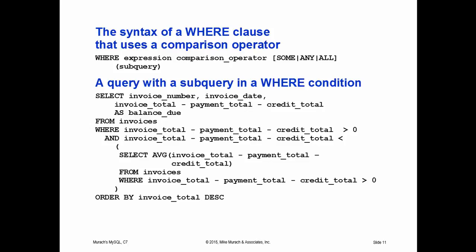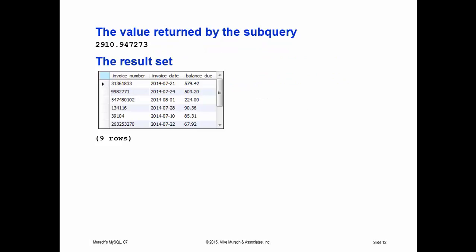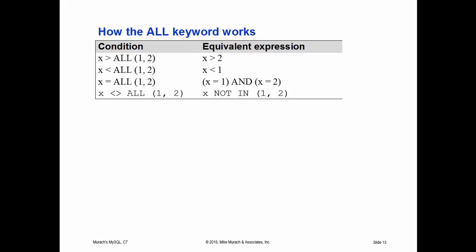All right, notice that the where clause that's in here, you can use 3 different words with it. You can use the word some, you can use the word any, and you can use the word all. Okay? Some and any are very similar to one another. Well, let's take a look at what they say here.